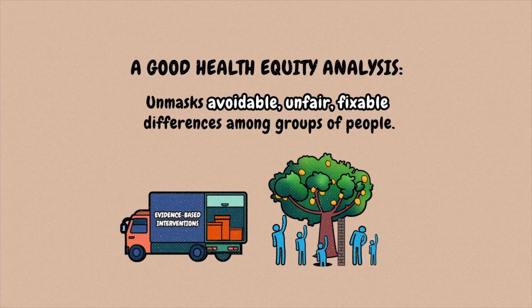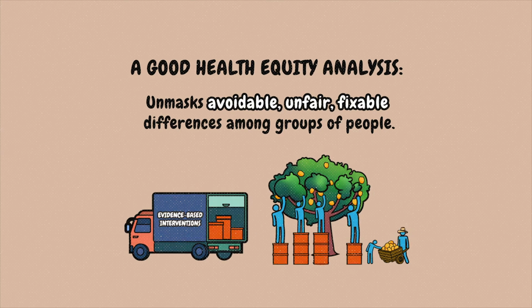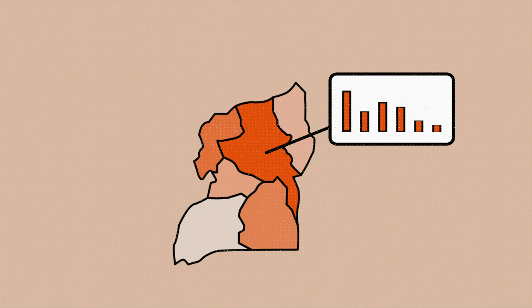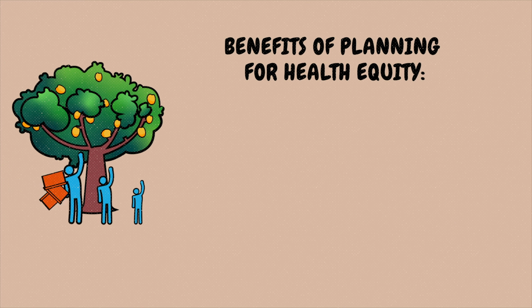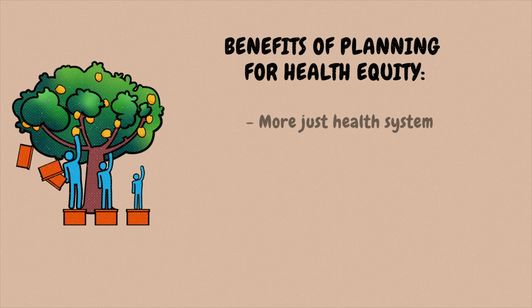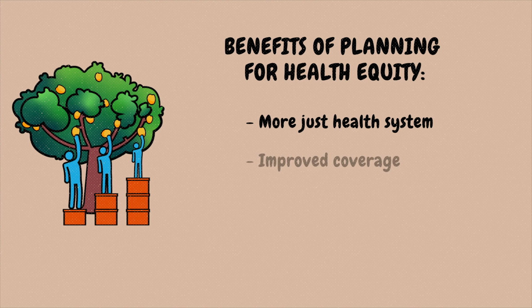A good health equity analysis unmasks avoidable, unfair, fixable differences among groups of people. It shapes focused action plans and a more fair allocation of resources. Since health inequities tend to cluster, fixing them can result in big performance improvements. We often experience a knock-on benefit and see improved coverage and noticeable gains in health outcomes across multiple areas. Addressing health equity in the planning process will make the health system more just and contribute significant gains in improving universal health coverage, which requires that all people have access to quality, affordable health services.